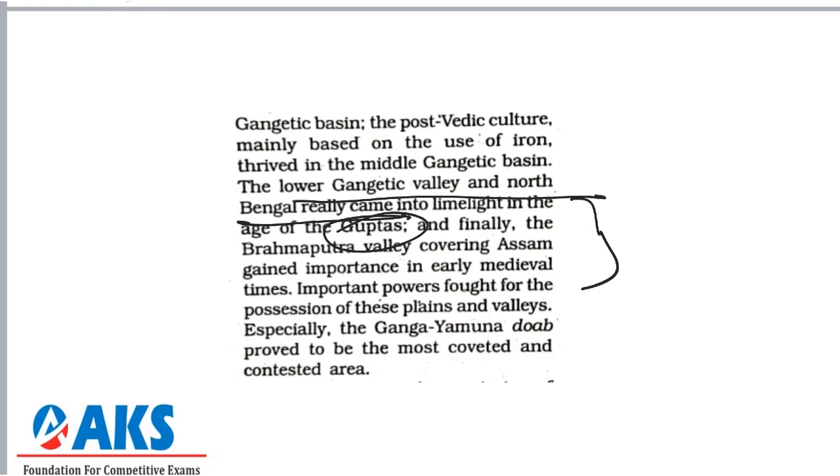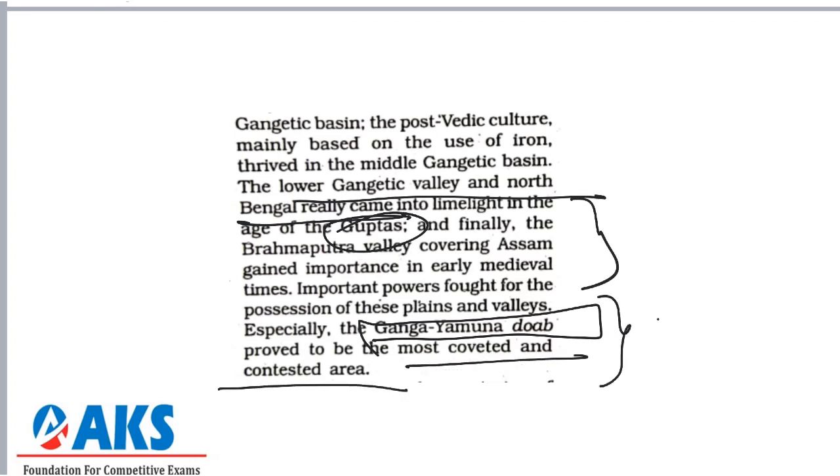Brahmaputra valley covering Assam came into prominence only after the coming of medieval times, right? So important powers fought, we know about the Kurukshetra battles, the battles which have taken place usually in the Ganga Yamuna Doab, because this is the most coveted and contested area, because it was very fertile. Whosoever could occupy this region could reap a lot of benefits, where the state or the king would have got so much money, the economy would have been good if they occupied such a Doab region. That's why this region became very important and contested in history.